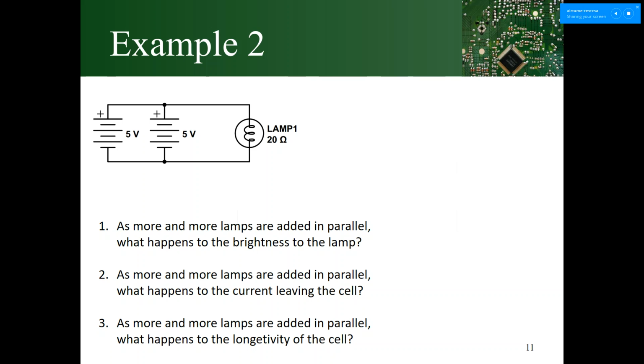So here we have 2 batteries, we're adding more lamps. We're not adding more batteries, we're adding more lamps. But in all those situations, there's going to be 1 more battery to consider now. We'll start with one, doing the calculations for 1, and then add a second one and see what happens.